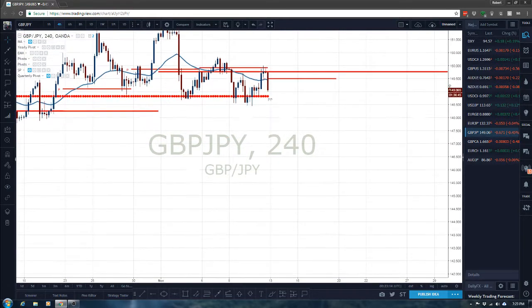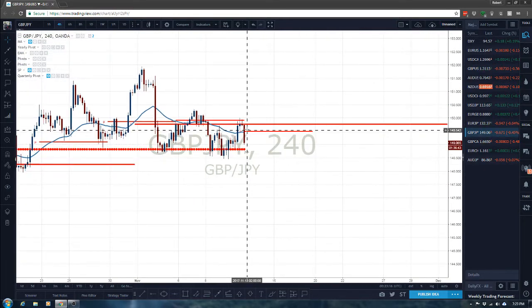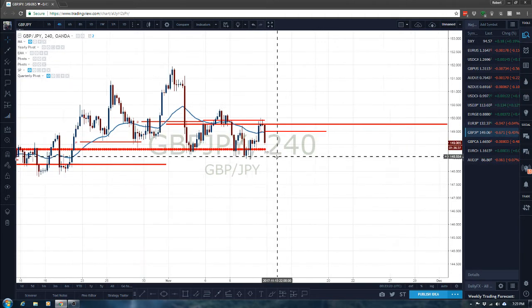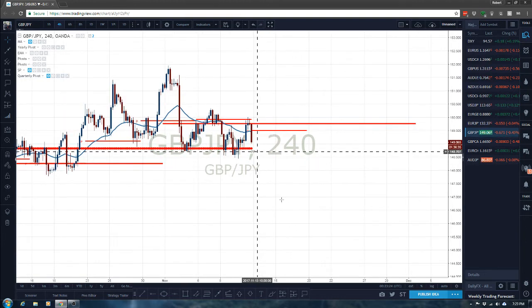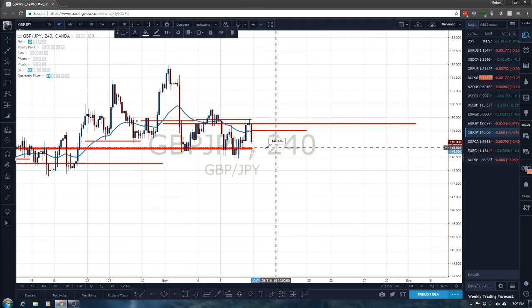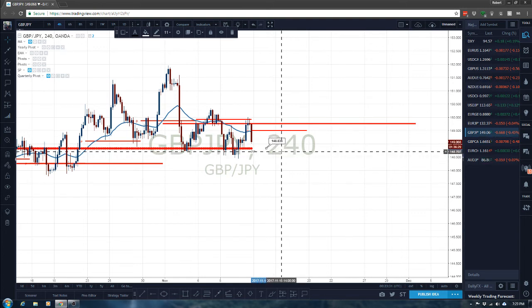Okay, here's the pound yen. Pound yen bounced right off the monthly pivot. It's currently heading lower to test the yearly pivot point. Look for price to find some resistance here. This level is currently at the 148.80 level.